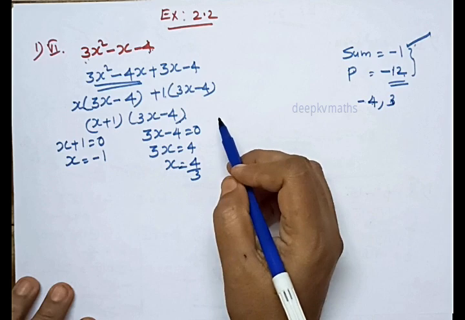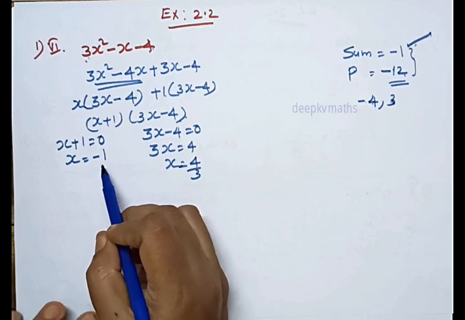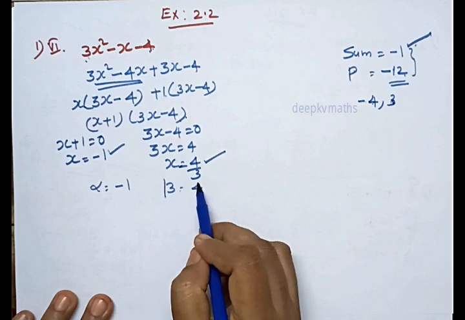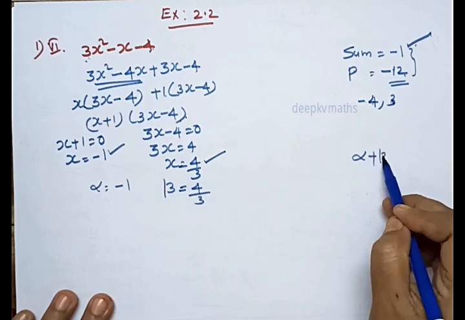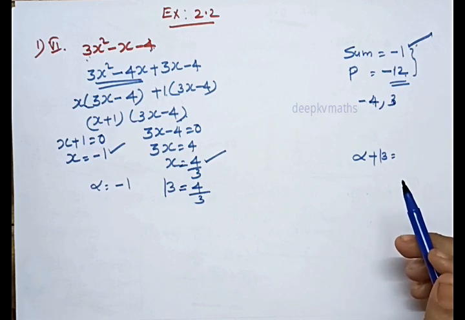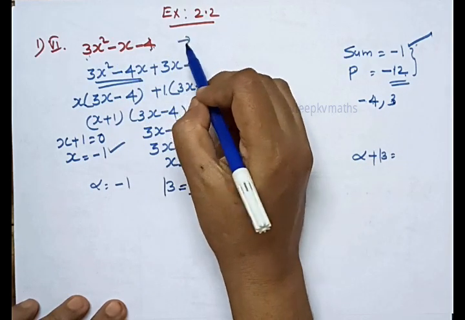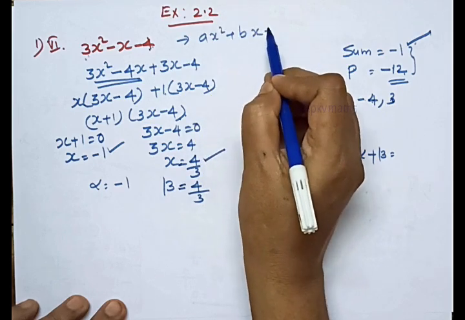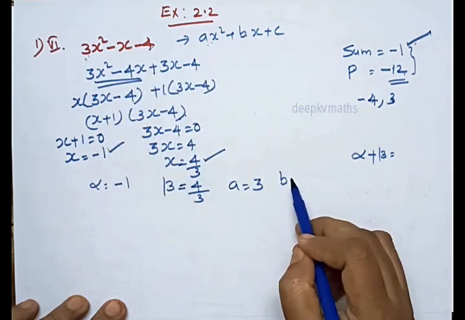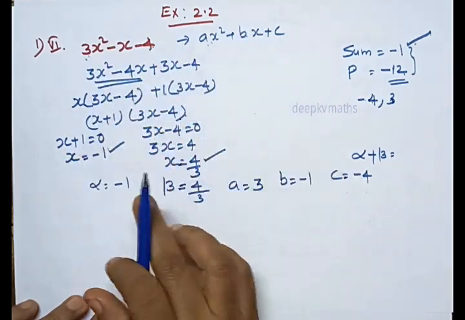Now alpha plus beta and alpha beta. Alpha and beta are the two zeros. Assume alpha is minus 1 and beta is 4 by 3. Alpha plus beta is equal to minus b by a, that is minus the coefficient of x divided by the coefficient of x square. The coefficient of x is minus 1. The polynomial is ax square plus bx plus c, so here a is 3, b is minus 1, and c is minus 4. You can verify it using the ax square plus bx plus c format.